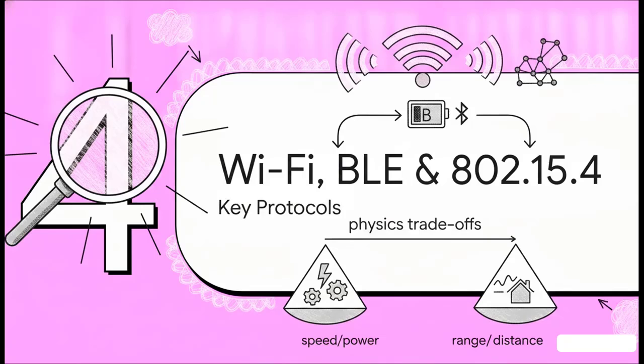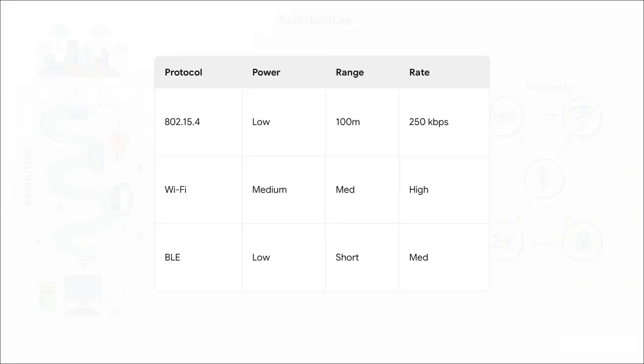Up next is Section 4, Understanding Wi-Fi, BLE, and 802.15.4. Let's zoom in on three of the most heavily utilized standards detailed in our source material and really compare exactly where and why they're used based on those physics trade-offs we literally just talked about.